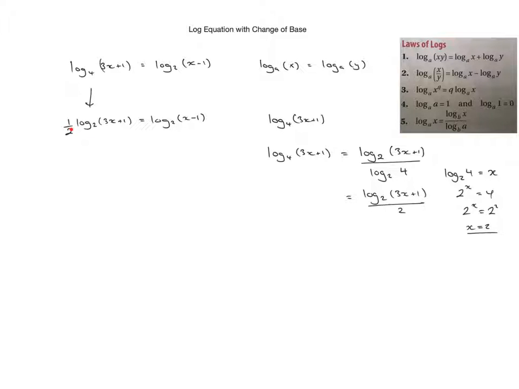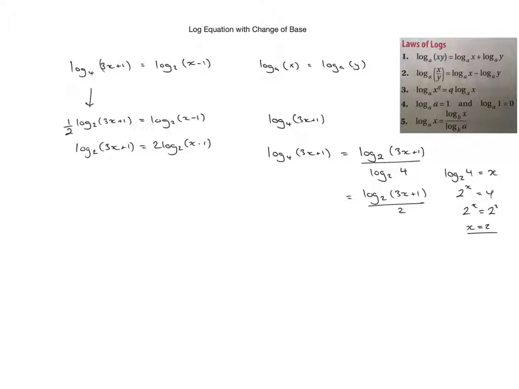So I'm going to multiply both sides by 2 in order to get rid of the half. And if I do that, I end up with log to the base 2 of 3x plus 1 on the left hand side, which is now equal to 2 log base 2 of x minus 1.